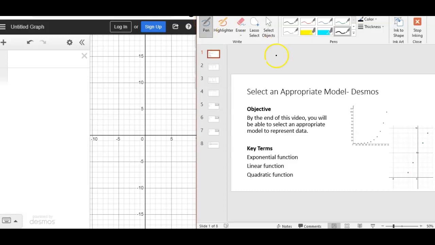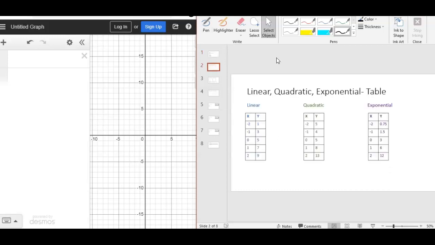So in this video, we're going to talk about how to select an appropriate model to represent data in DESMOS. So you can look at a table of values and predict whether a linear, quadratic, or exponential function would be best to represent the data.